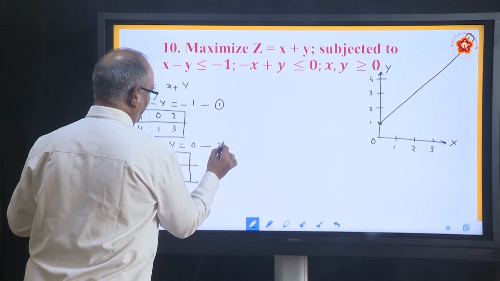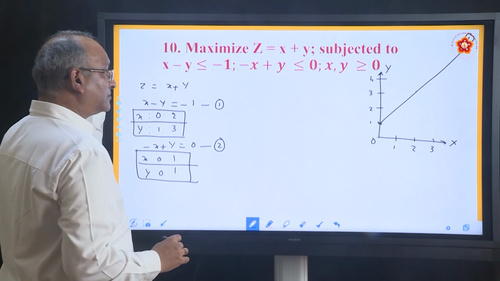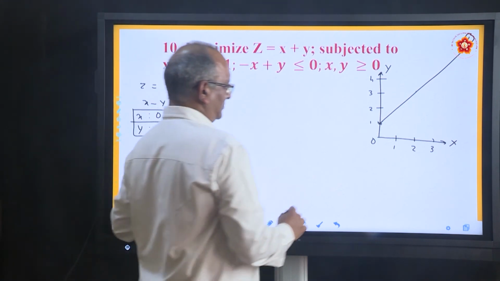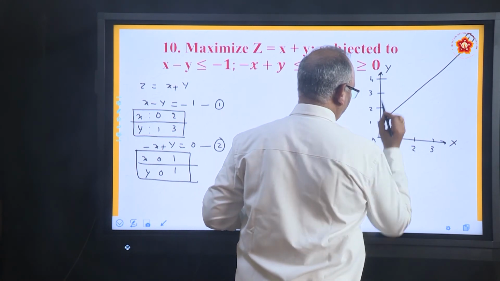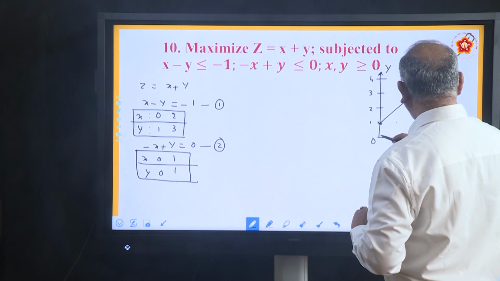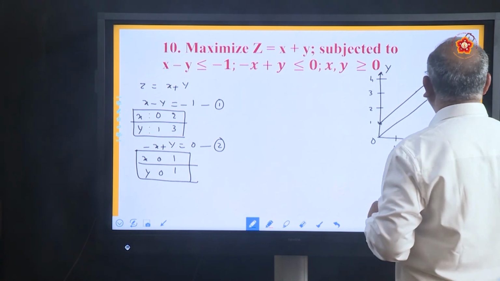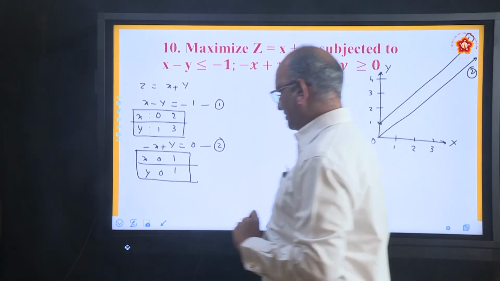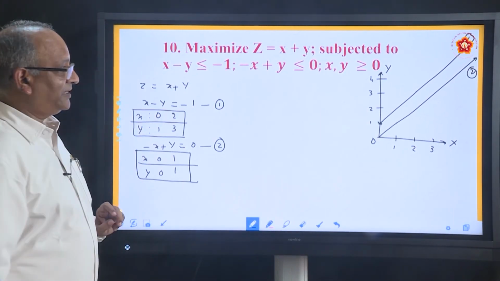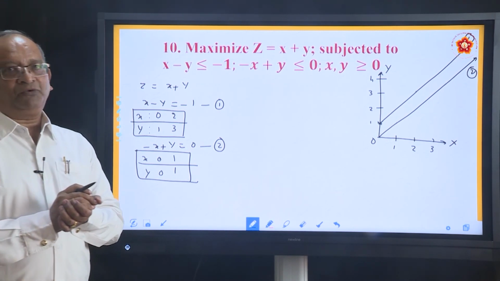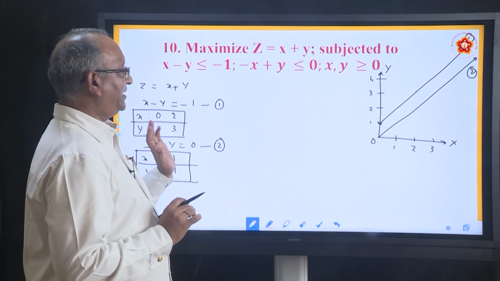Now come to the second one. 0, 0, that is origin itself. 1, 1. X is 1, y is 1. Join this also. This is the second one. Nothing more, we have drawn the lines. Now what? We need to shade. How do you do the shading?